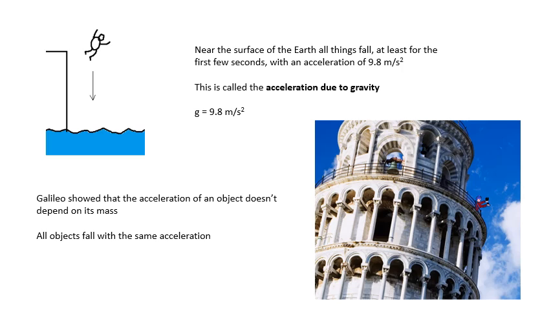A guy called Galileo a few hundred years ago suggested this. People before then thought that heavier things fall faster, and they don't. The acceleration of an object does not depend on its mass, at least to start with. This idea that he dropped a couple of things off the Leaning Tower of Pisa, he didn't, but some of his students actually did, and he was correct. All objects fall with the same acceleration, at least to start with.